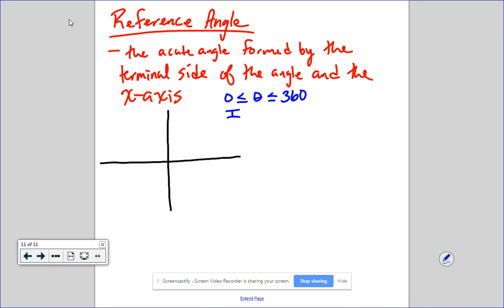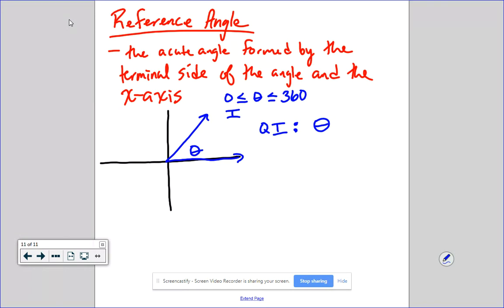So as it says, it's an angle formed by the x-axis and a terminal side. Well, luckily for us, if it's in quadrant 1, or between 0 and 90, the reference angle is just itself. So if it's in quadrant 1, we just say you don't change it at all. It's just theta. Okay? Because that is on the x-axis. So if it's in quadrant 1, pretty simple.